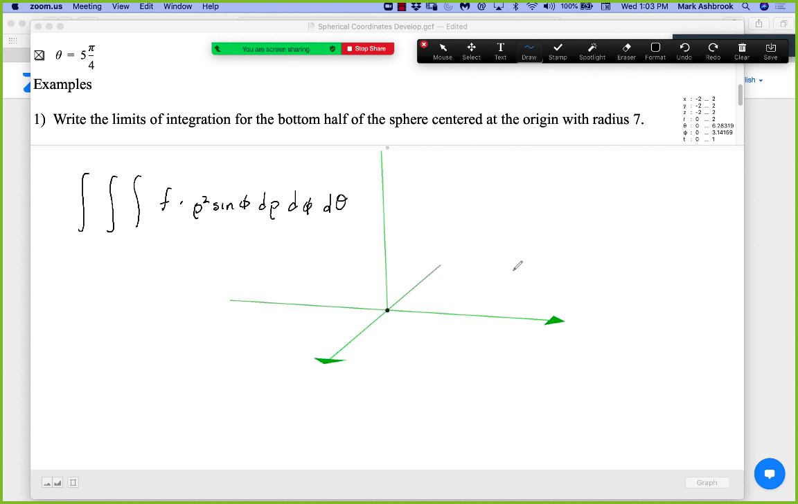So let's draw it. We want the bottom half of a sphere. It's actually the bottom half of a ball. The sphere is just the shell, just the surface. So we have the solid sphere, or ball, centered at the origin with radius 7. Let's sketch that. It's just going to be the half sphere below the xy plane, with radius 7.